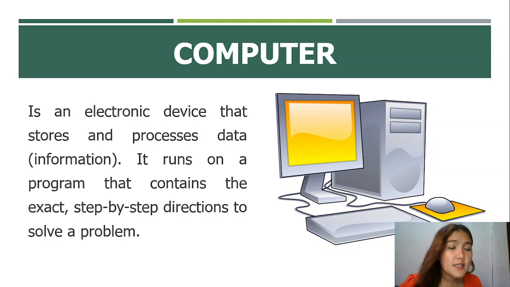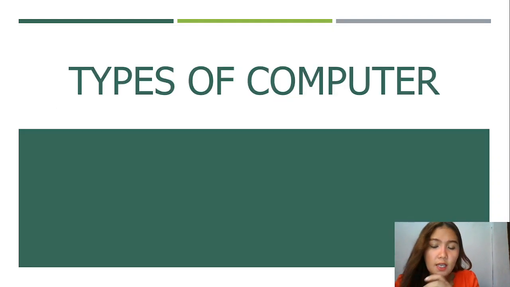So a computer is an electronic device that stores and processes data or information, and it runs on a program that contains the exact step-by-step directions to solve a problem. And those step-by-step directions are what we call algorithms, in computer terms, technically.